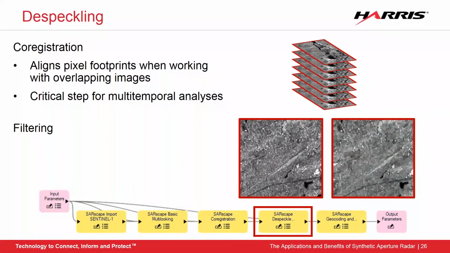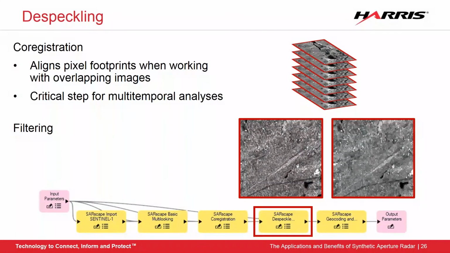Filtering is your last noise reducing step, and this can be done a number of different ways depending on your data and what you're trying to do. If you're working with 3 or more scenes over the same area, so something like that multi-temporal analysis, multi-temporal despeckling is often the best method to use because it takes into account the temporal aspect and it keeps features that are persistent and removes ones that are not.